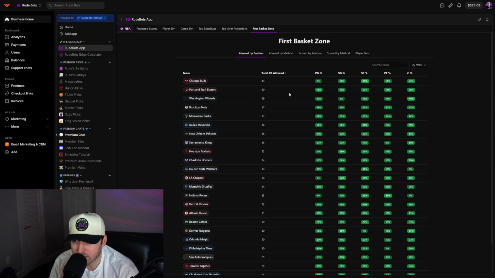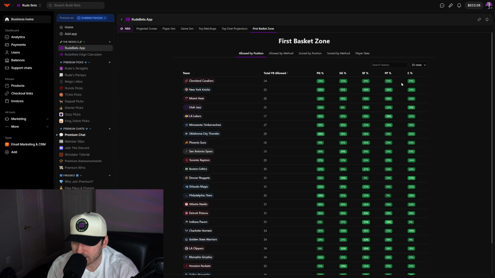So if you want to look at the most first baskets allowed this year, it's the Bulls. They've allowed 44 first baskets. They allow the most to small forwards. 39% of their first baskets they've allowed come to small forwards. So if you see a team playing the Bulls, you might want to look at the small forward as a player to score first, because the Bulls allow a lot of first baskets and they allow a lot to that position. You can also look at who's allowed the least, right?